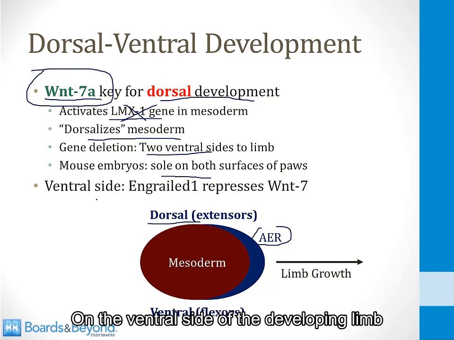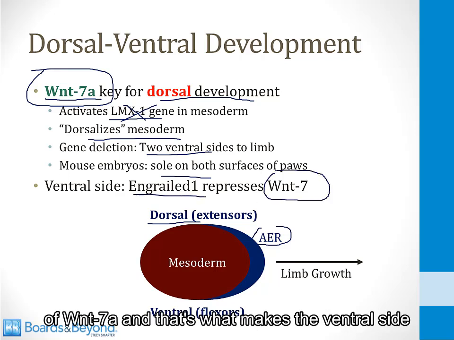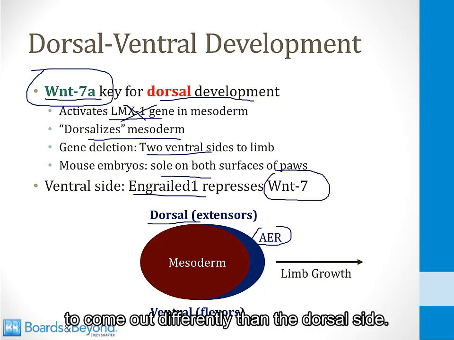On the ventral side of the developing limb, the gene engrailed 1 represses the activity of WNT7A, and that's what makes the ventral side come out differently than the dorsal side.